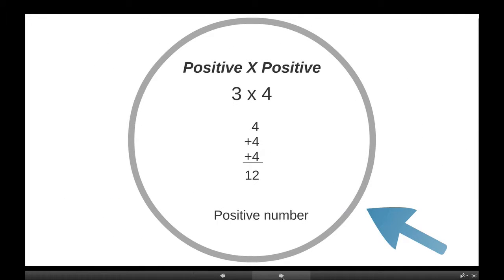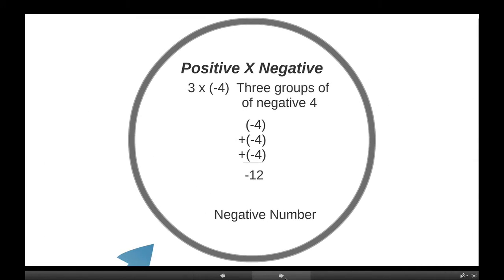Positive times a positive, right? 3 groups of 4. Positive 4, positive 4, positive 4 makes a positive 12. That's pretty straightforward. So let's reinforce the rule here. When the signs are the same, positive times positive, our answer is positive. All right?